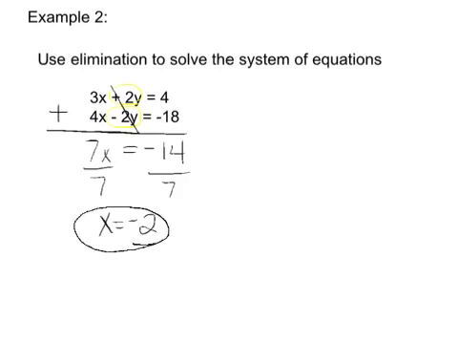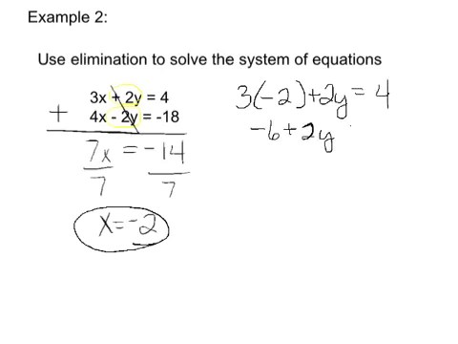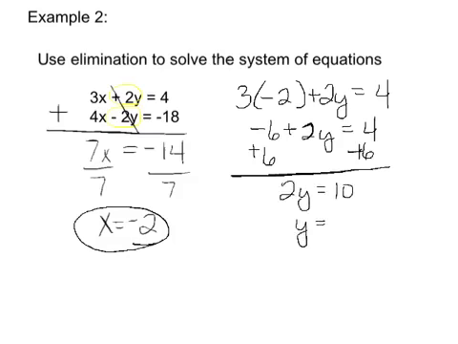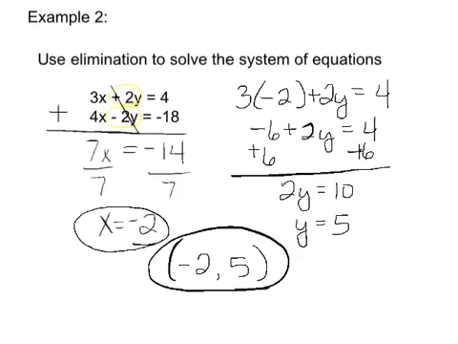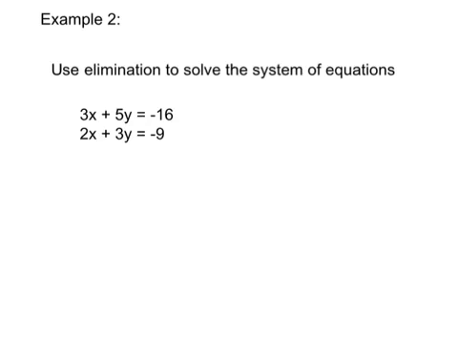Now once you have one of your variables, you can plug that into either equation, you pick, doesn't matter. Plug it in for x and solve for y. Negative 6 plus 2y equals 4, plus 6. Awesome handwriting there. 2y equals 10. y equals 5. Our answer is negative 2, 5. And again, you would take this ordered pair and plug it into both of your original equations to check your work.